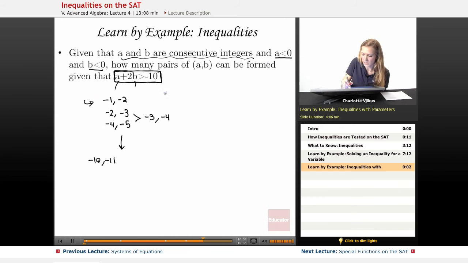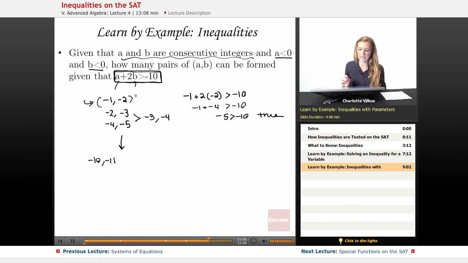So here, if I were to choose negative 1, negative 2 as my set, then I would have negative 1 plus 2 times negative 2 being greater than negative 10. And here that would give me negative 1 plus negative 4 is greater than negative 10, or negative 5 greater than negative 10, which is true. So I have at least one pair of a and b that can be formed.